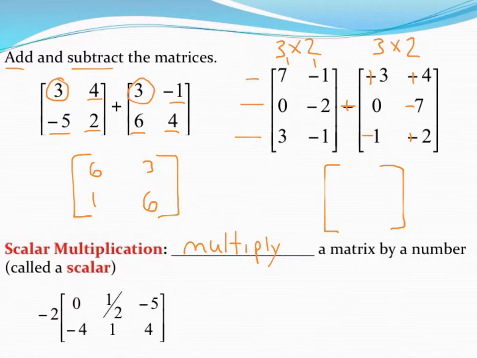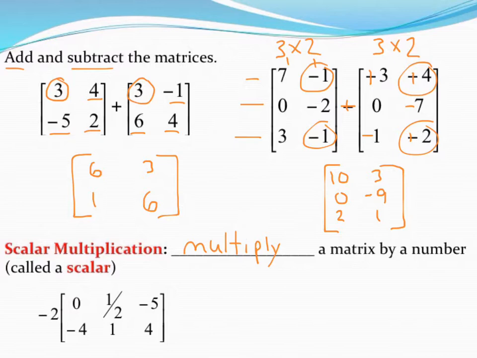So if I add up my first columns together, I'd have 10, I'd have 0, and I'd have 2 for my first column. If I look at my second row, I would have a 0 and then a negative 9. And then finally I've got these 2 elements left over. So negative 1 and positive 4 add up to a 3. And finally my last element would be negative 1 and 2, which adds up to a 1. So there's my matrix that I subtracted.